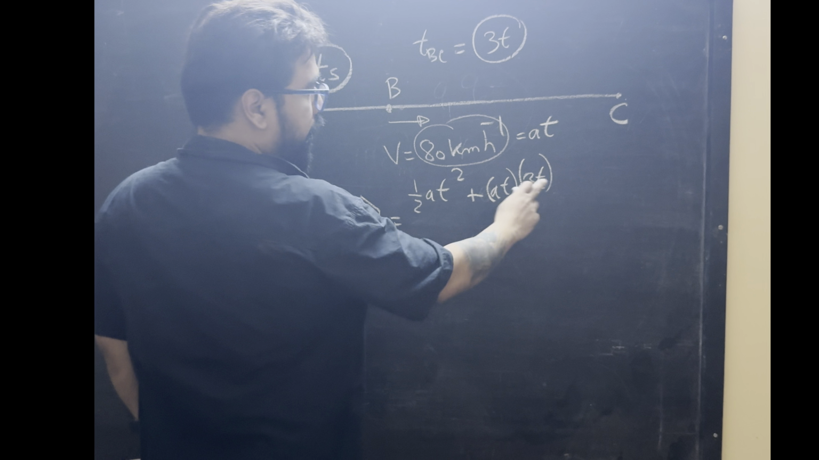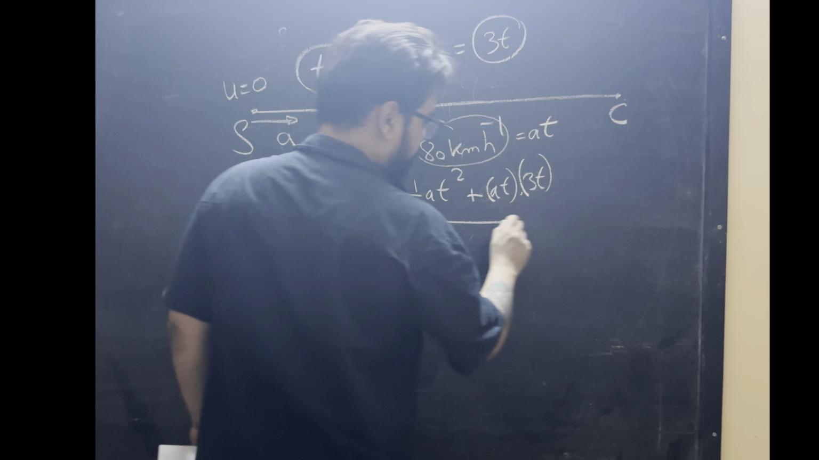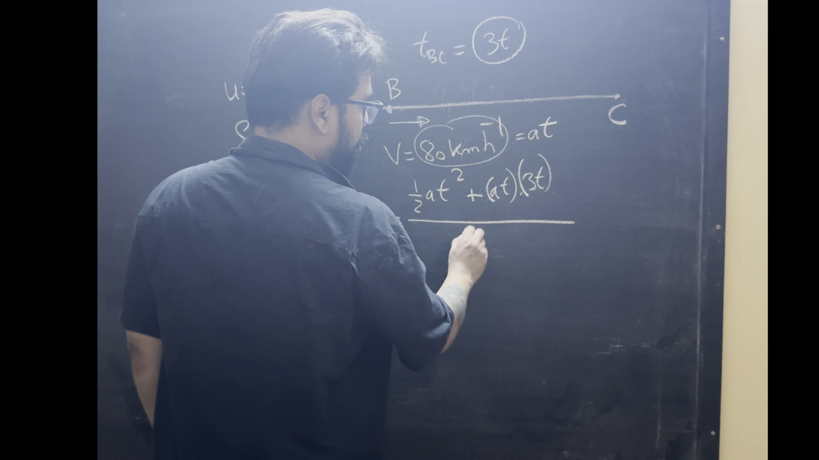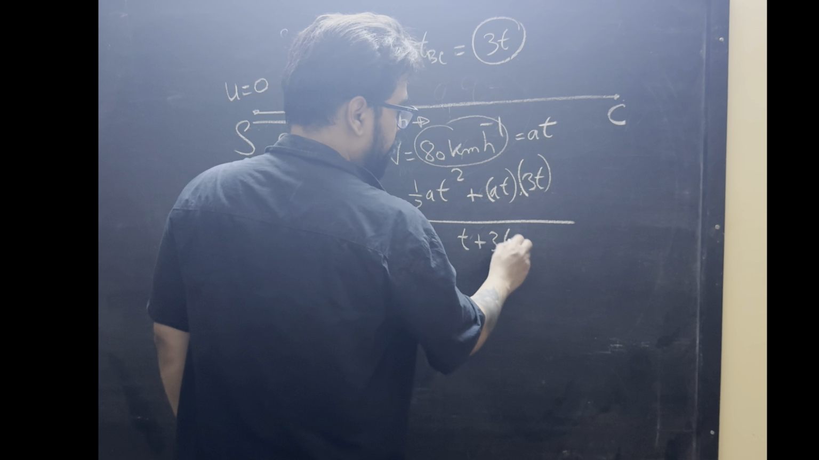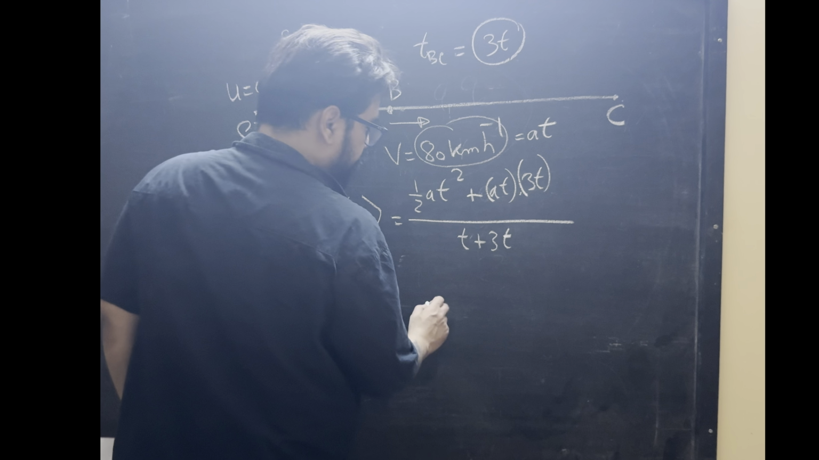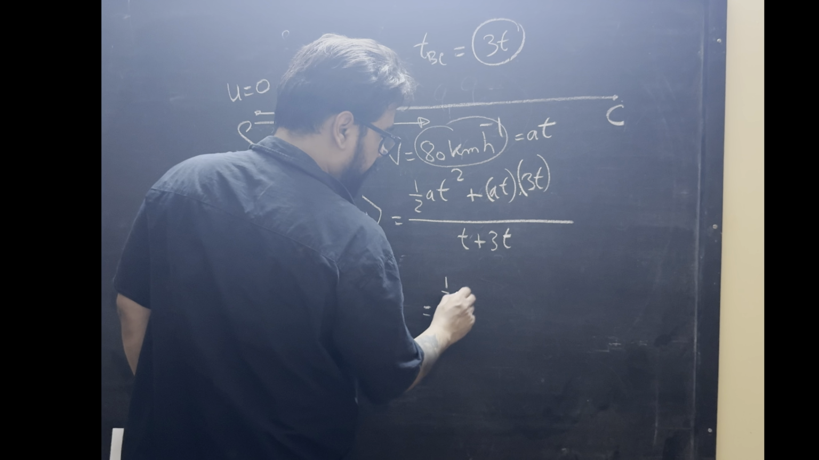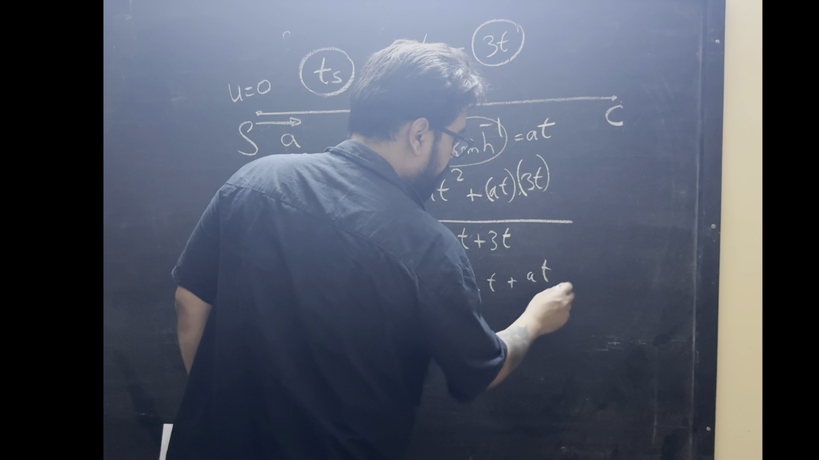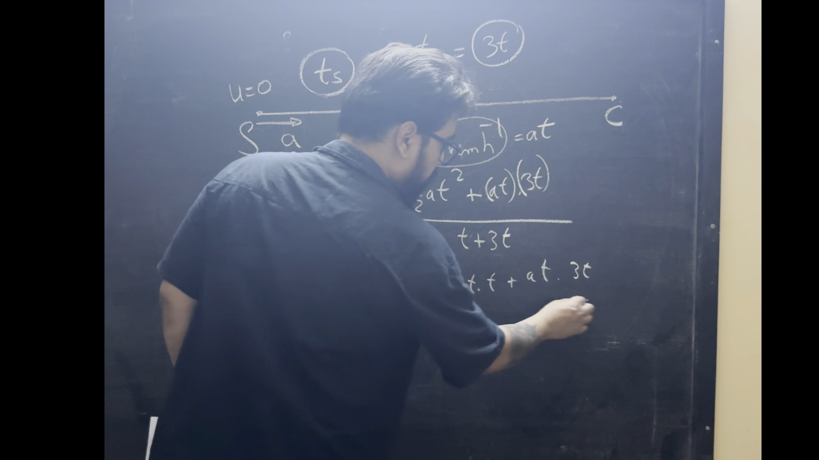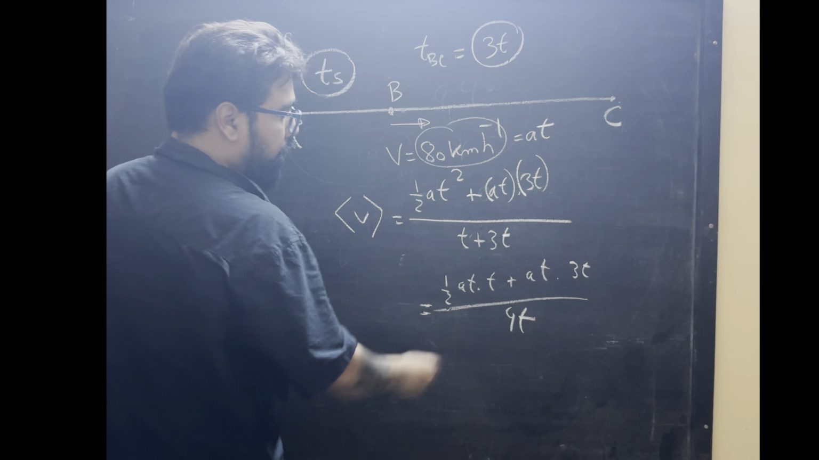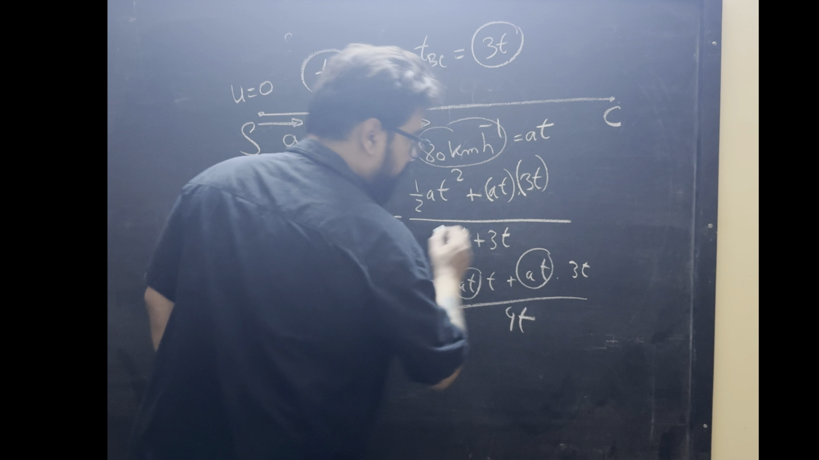Now the numerator is the total distance, divided by the denominator, which is the total time. What is the total time? It is t plus 3t. This will give me the average velocity. So now here half a t square, so what I can write is half a t into t plus a t into 3t, whole divided by 4t, right?